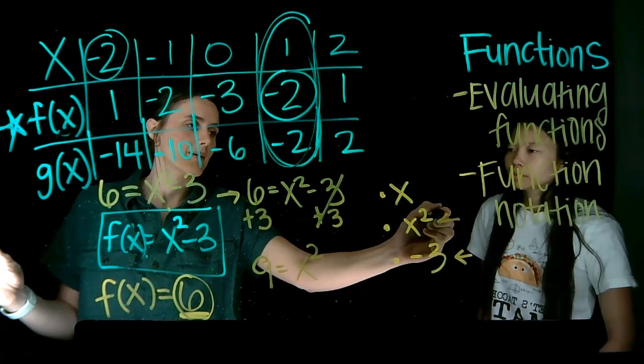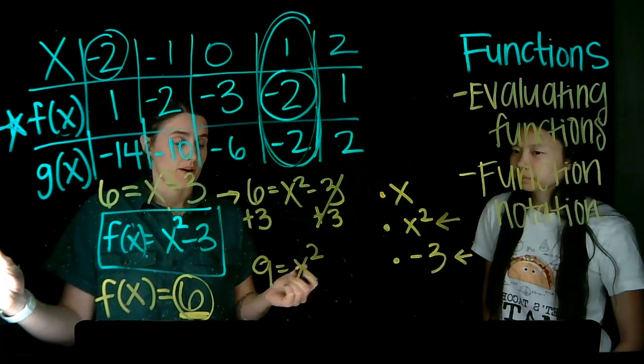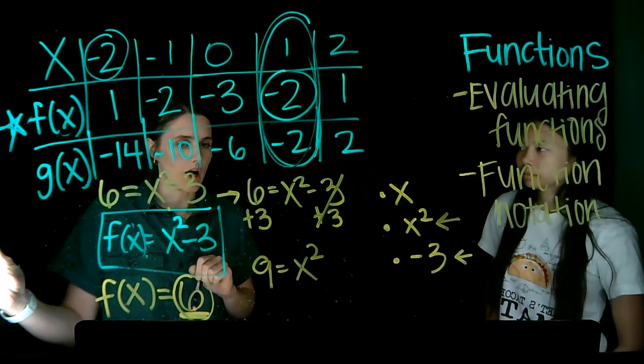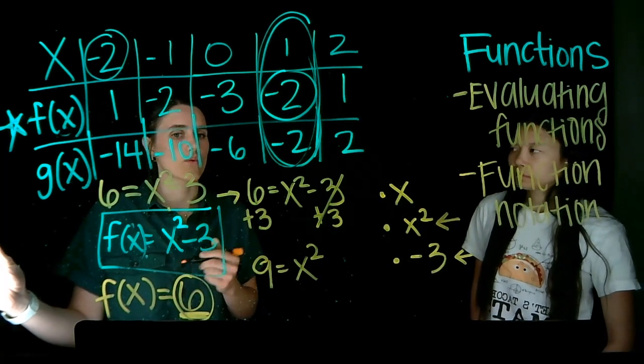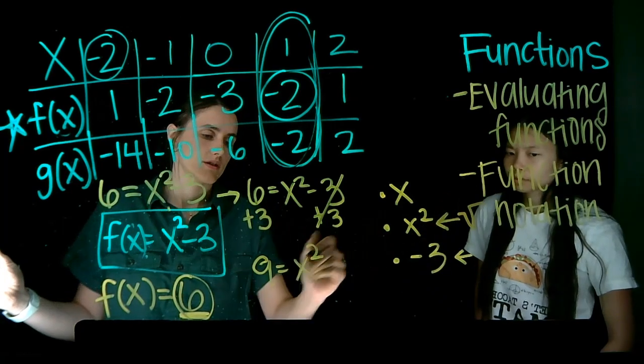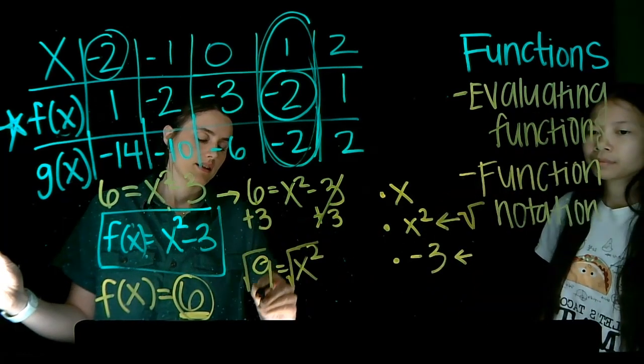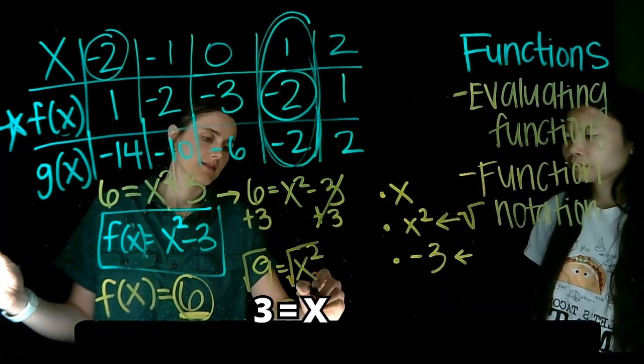And then I'll come over to this step, and this is something maybe you haven't seen in a while. We have x squared. So the opposite of an x squared is the square root. So we're going to take the square root of both sides, and that leaves us with the square root of 9 is 3, so x equals 3.